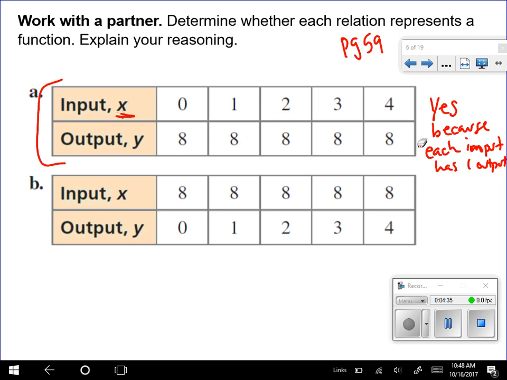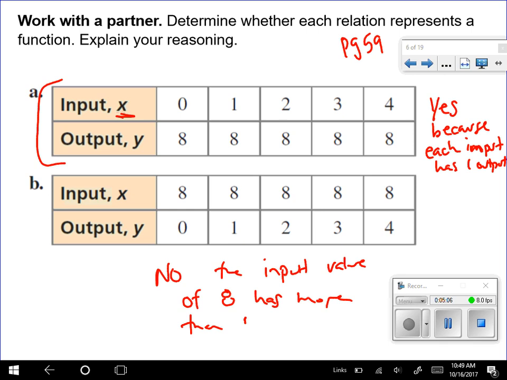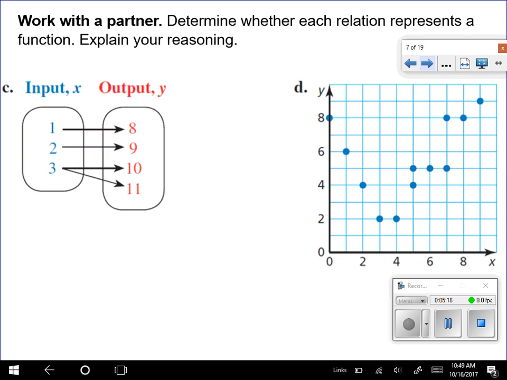Okay, so if we look at B, now we have the same input all the way across, and each input here has a different output. So does each input have exactly one output in this case? No, it does not. So it's not a function because the input value of 8 has more than one output. 8 has 0 as an output, 1 as an output, 2 as an output, 3 as an output, and 4 as an output.